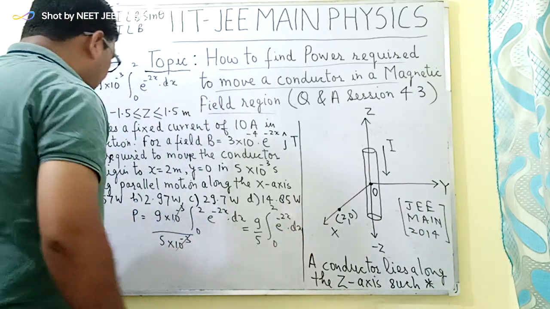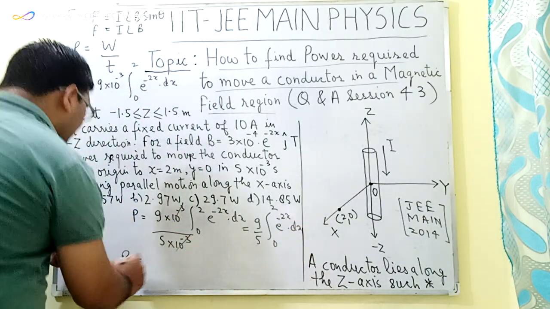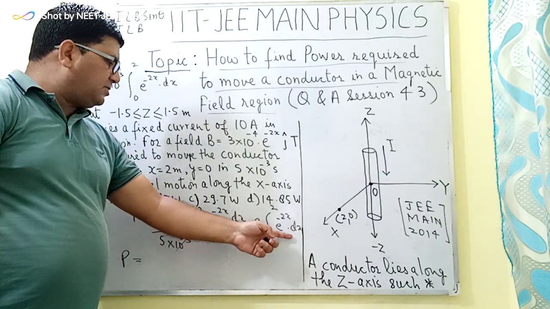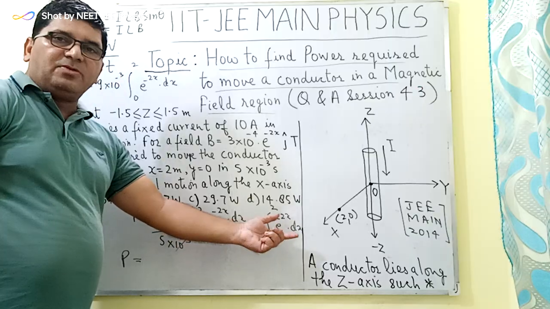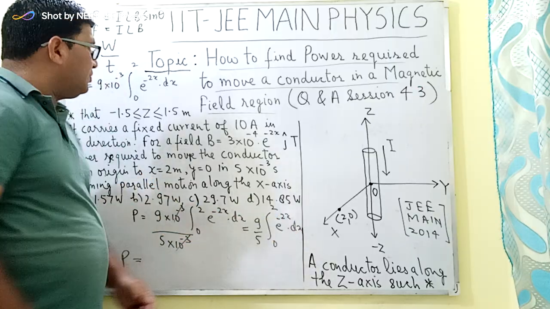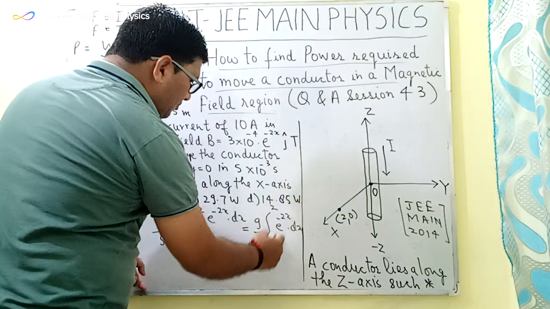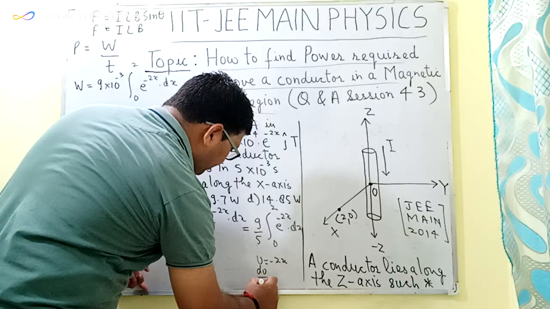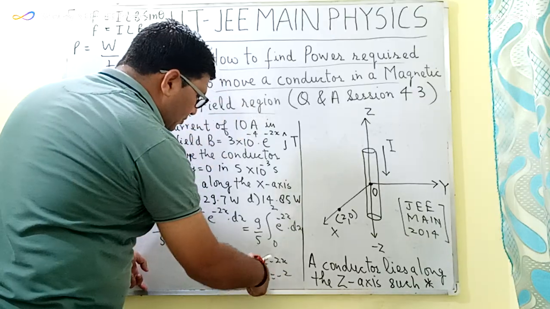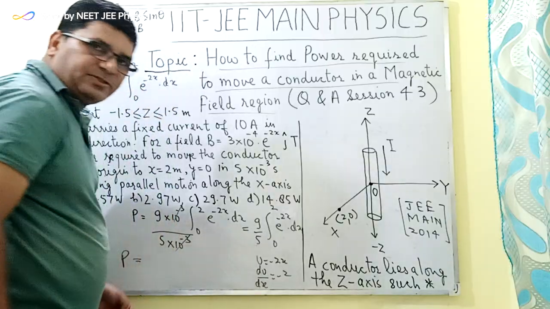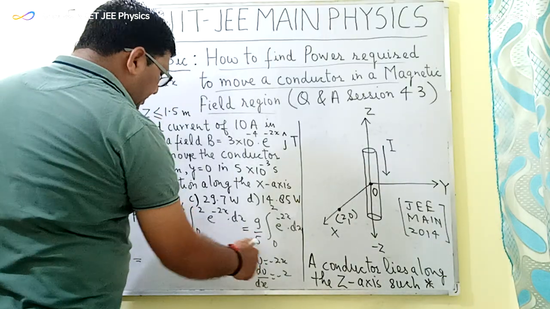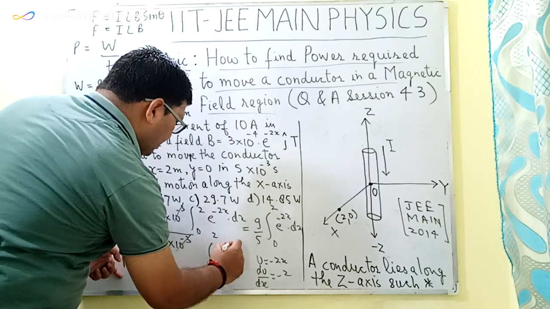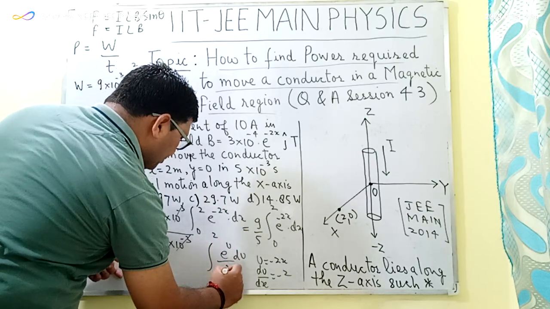This is the equation which we have got. Now, by solving this, the integration is very simple, so it doesn't need a lot of elaboration. Here you can simply substitute minus 2x equal to u. So u is equal to minus 2x, du upon dx will be equal to minus 2, so dx will be equal to du upon minus 2. Finally this integration will get converted into e to the power u divided by minus 2.